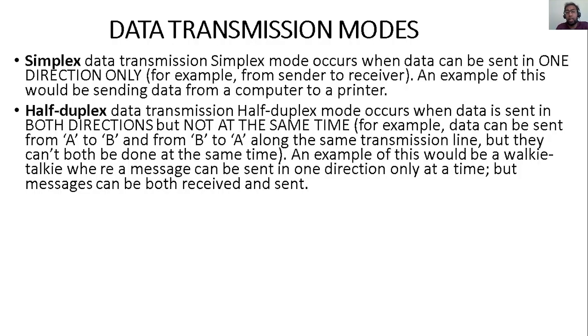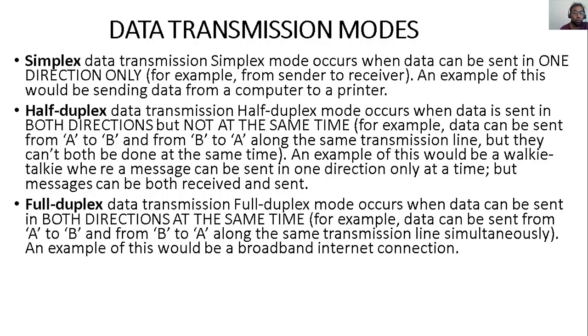Half-duplex transmission occurs when data is sent in both directions but not at the same time. For example, with a walkie-talkie, when one person is speaking, the other person is silent. Then when that person lets go of the button, the other person starts speaking and their voice starts coming through. A message can be sent in one direction only at a time; messages can be both received and sent, but not at the same time.